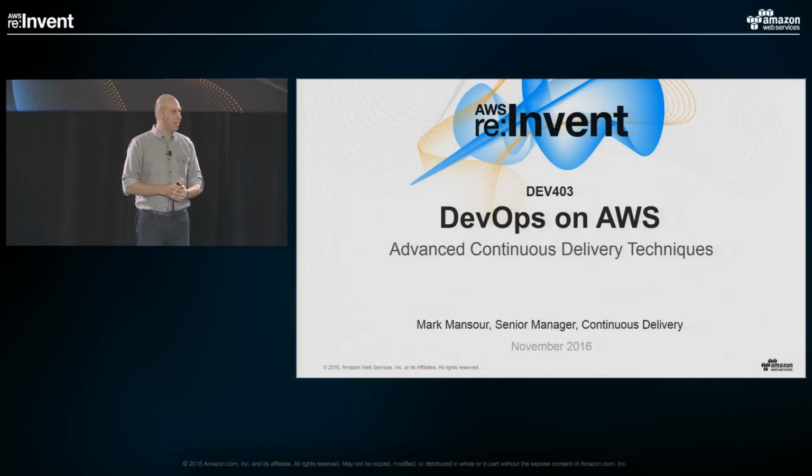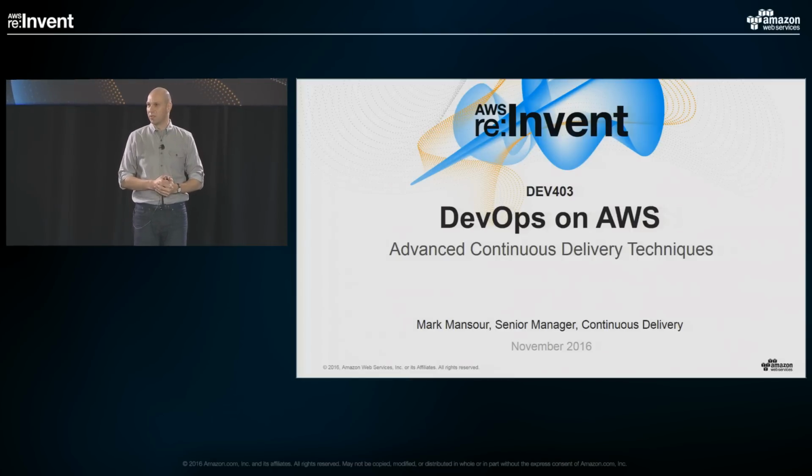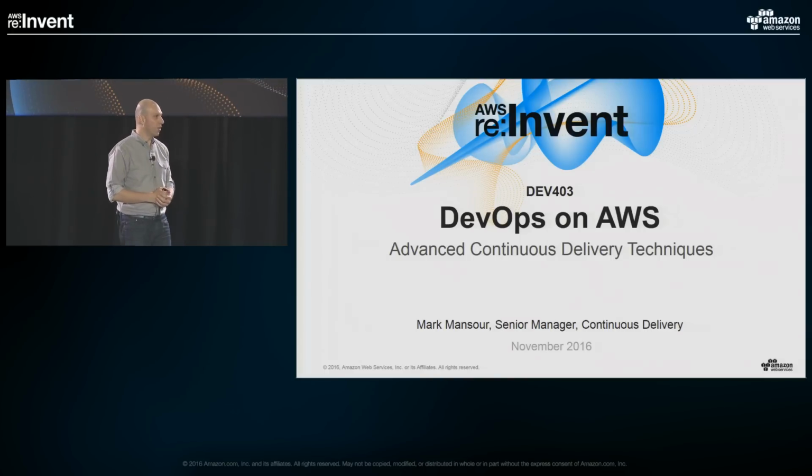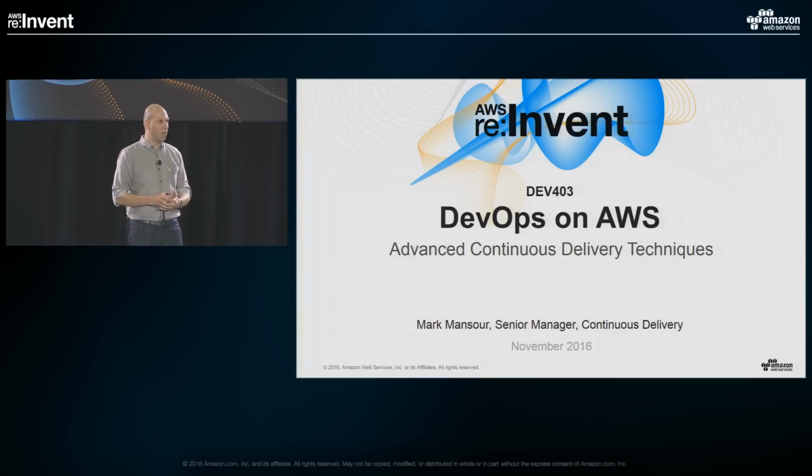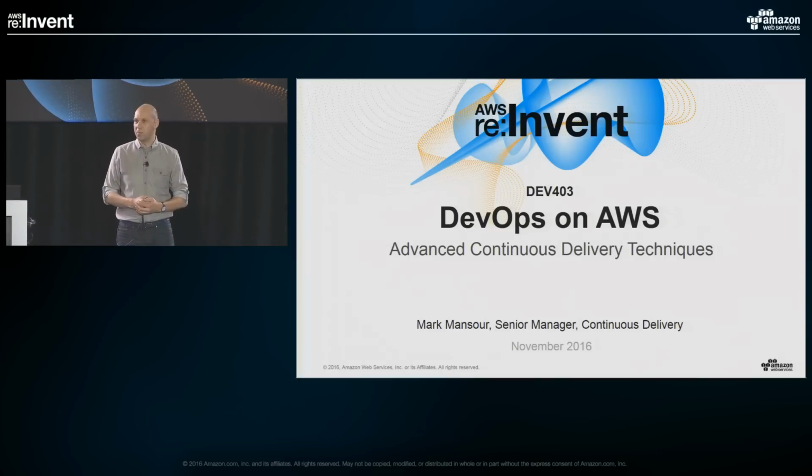Now, do you live in fear that your continuous delivery pipeline is going to break your production environment? Because if you are, then you're not alone. This is a talk about adding safety to your deployment process. And I'm not talking about adding extra unit tests or extra integration tests. I'm talking about configuring your deployment process so it's safer and configuring your release pipeline so it can react to bad changes. Hello, my name is Mark Mansour, and I own the teams that build continuous delivery tools at Amazon.